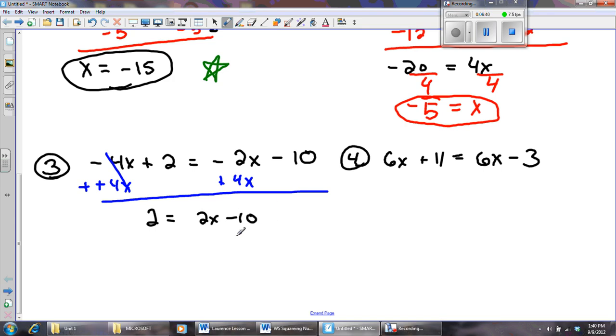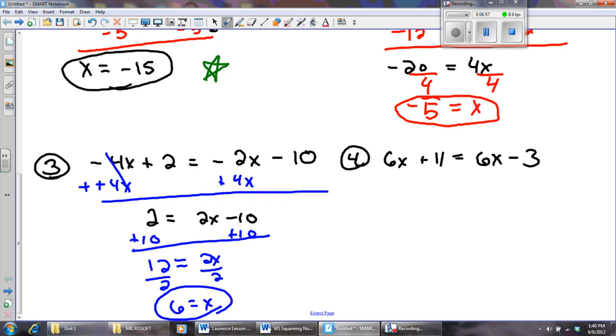So now I'm going to add 10 to each side, and then I'm going to go 2x equals 12, divide each side by 2, and I'm going to get x is the same as 6.